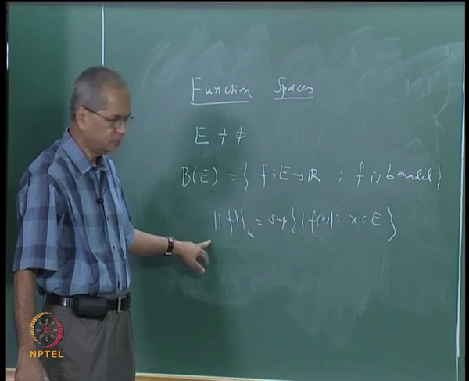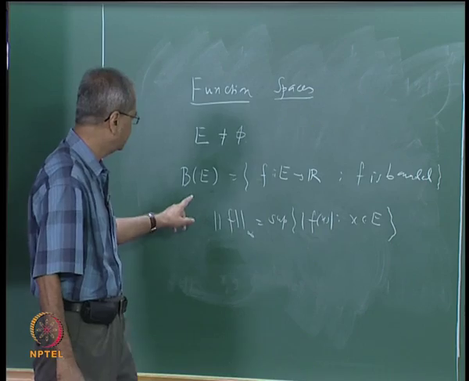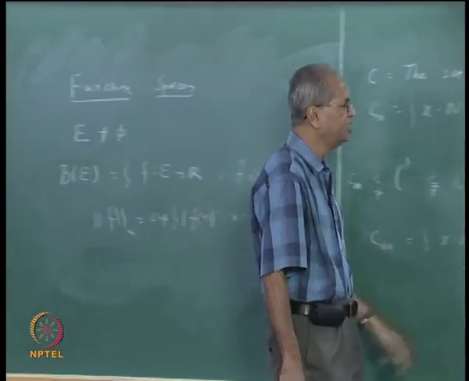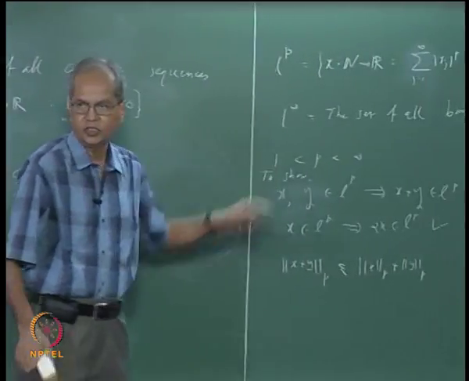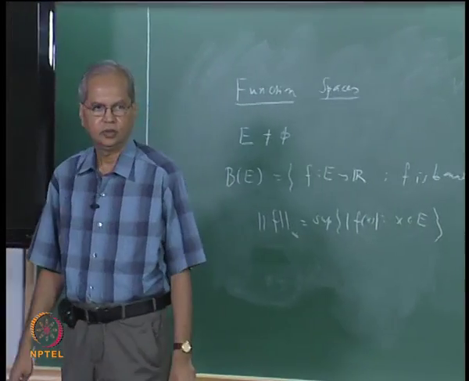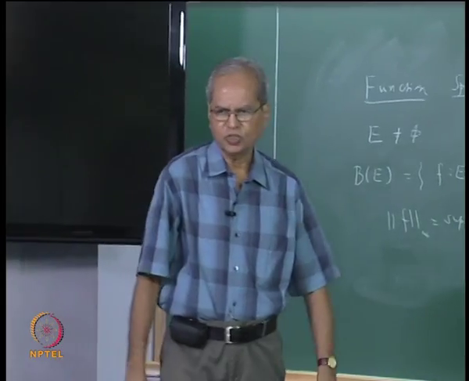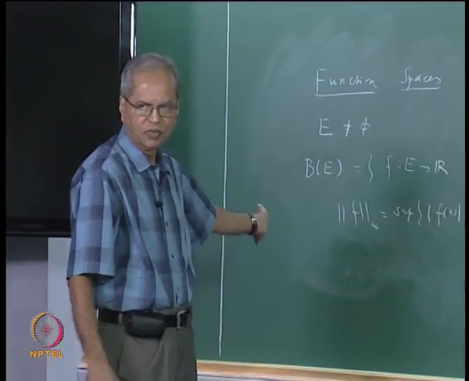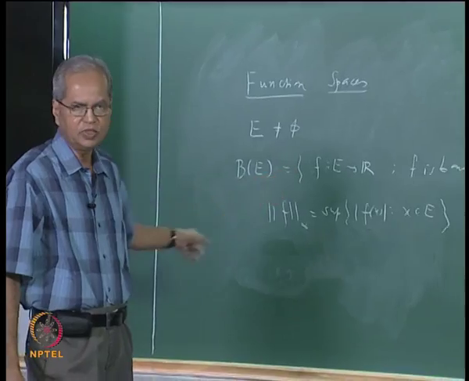Is it also clear to you that what we have called L infinity here is a special case of this B of E? In fact, every sequence is a function. So if you take E equal to N, what you have called L infinity there becomes this B of E.